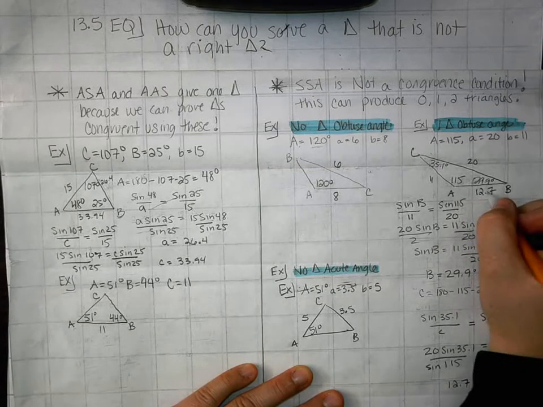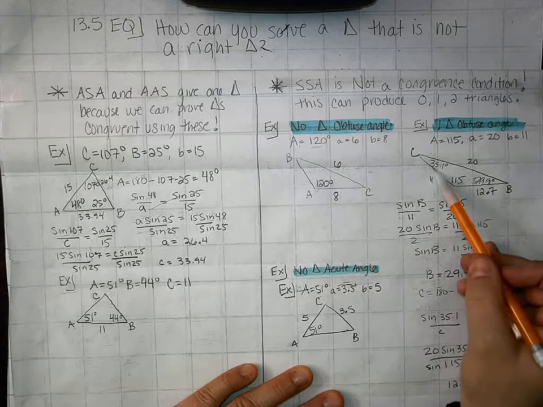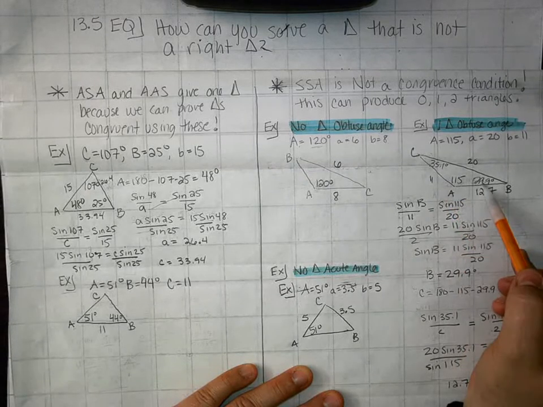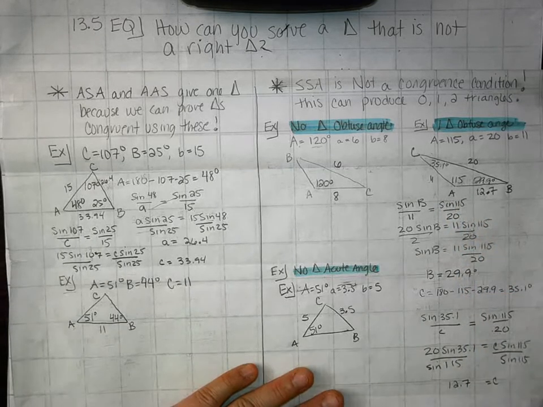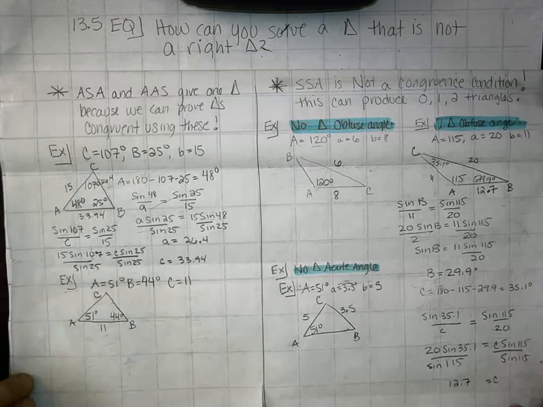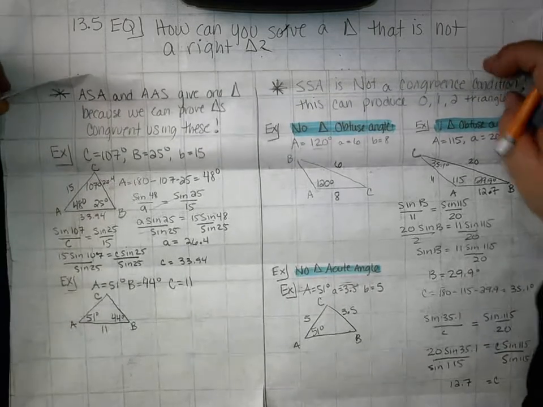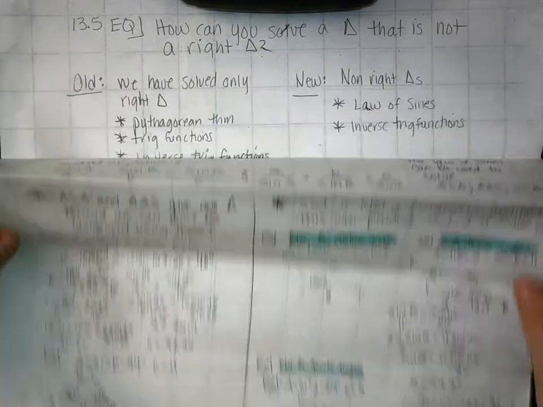My answers seem reasonable because my 35.1 is just a little bit bigger than 29.9, and my side length is just a little bit bigger than the corresponding side length. Okay, we are now going to go on to our next examples.